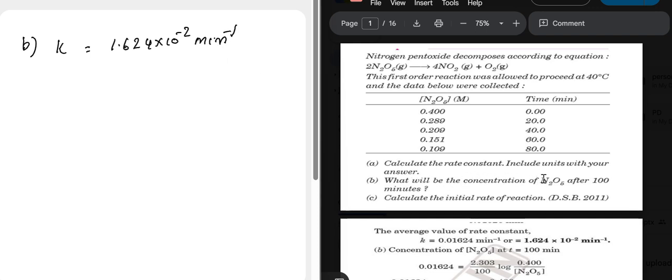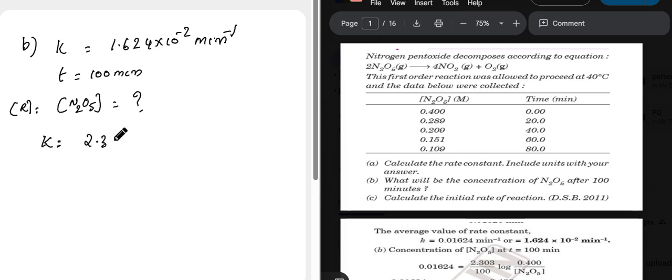What will be the concentration of N2O5 after 100 minutes? Time is given as 100 minutes. The concentration after a given time will be R, right? They are asking only the concentration of N2O5, that is R. And we have the equation K is equal to 2.303 by t log R0 by R. R0 is 0.400 only, and this one is R. That we don't know, that only we need to find out. Here time is 100 minutes.